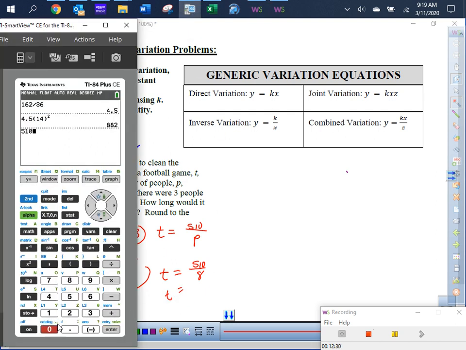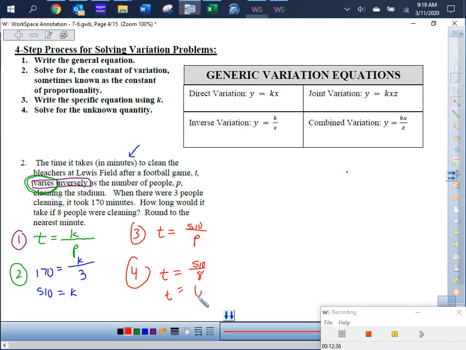And what does that turn out to be? 510 divided by 8 is what? So it should take about 63.75 minutes. That's nice. A little over an hour. 3 people took 170 minutes. 8 people is going to take 63.75 minutes in that case. So the more people helping, the less time.